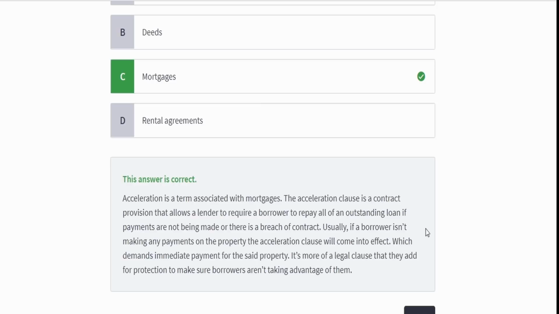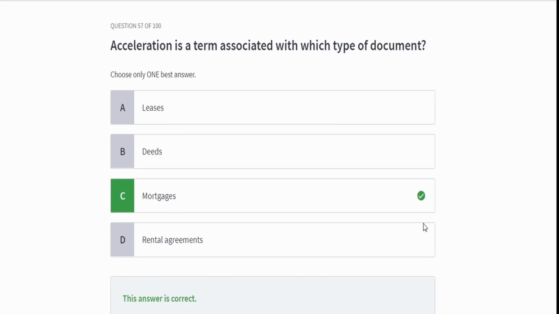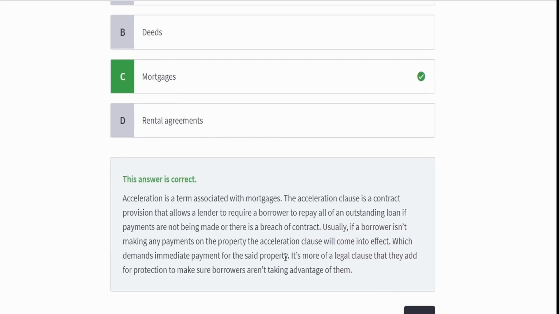So let's dissect that briefly. First of all, immediate payment, you should think of acceleration. I mean, think about it. When you close your eyes and imagine acceleration, you think of something fast, right? You think of something quickly. Maybe something's falling, or maybe something's happening really quickly, like a car zooming off. That is acceleration, okay? That comes into play with the acceleration clause, and that's the term that is associated with mortgages. Again, it is protection. It's a legal clause that they add for protection to make sure borrowers aren't taking advantage of them or the mortgage company. So keep that in mind.